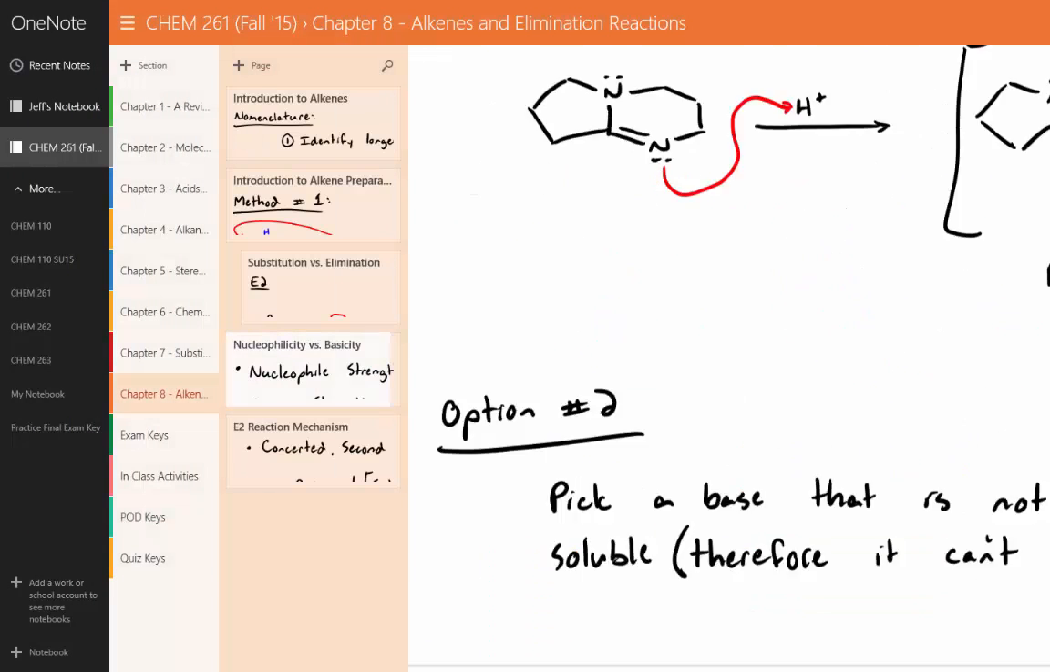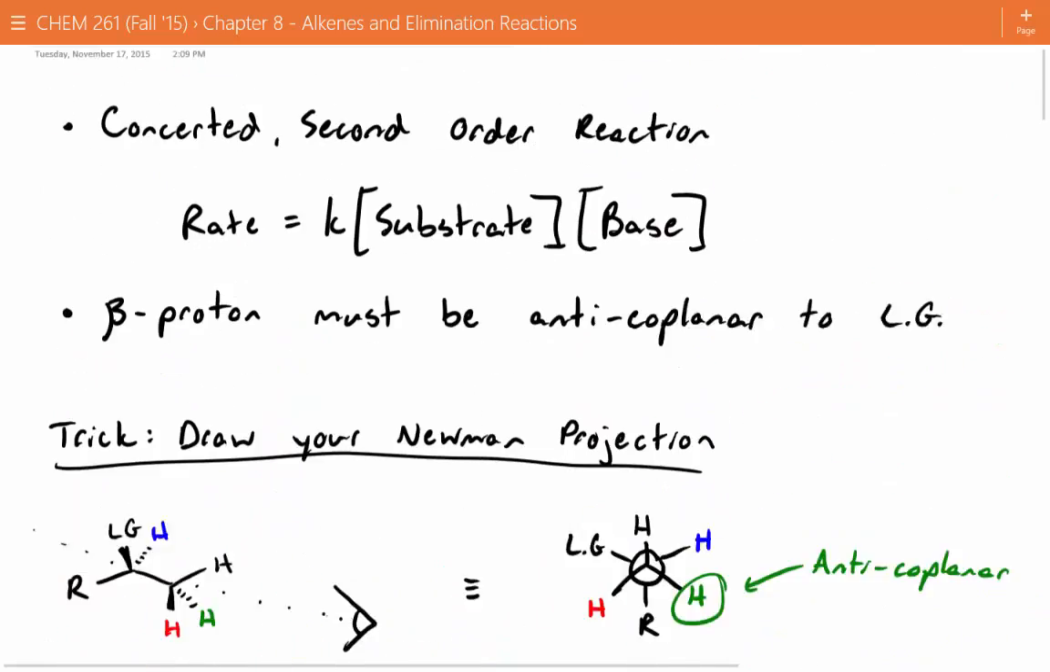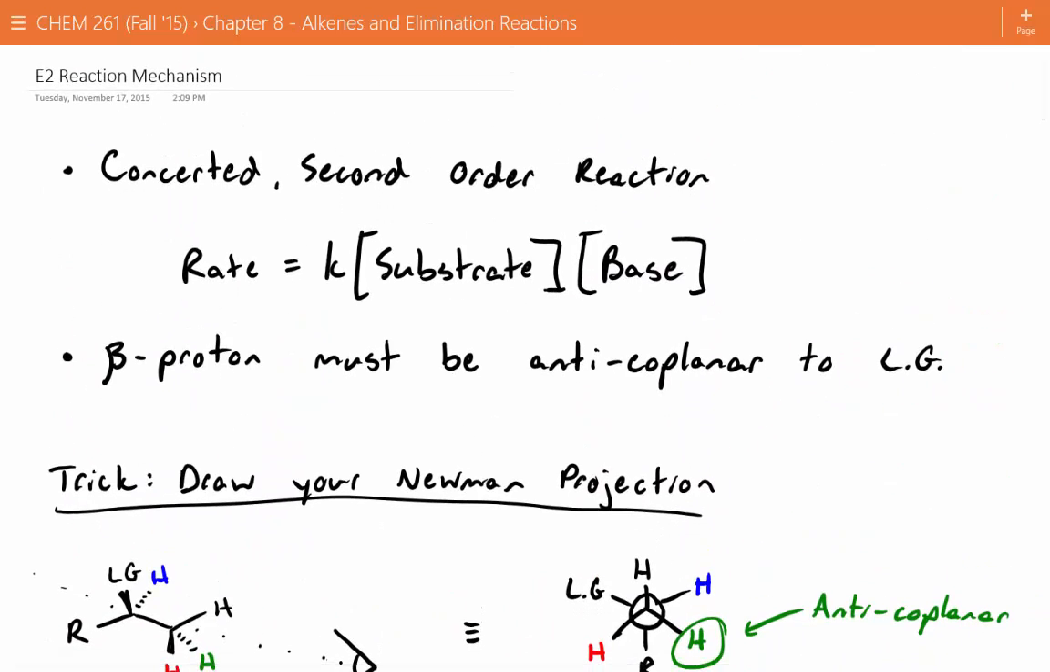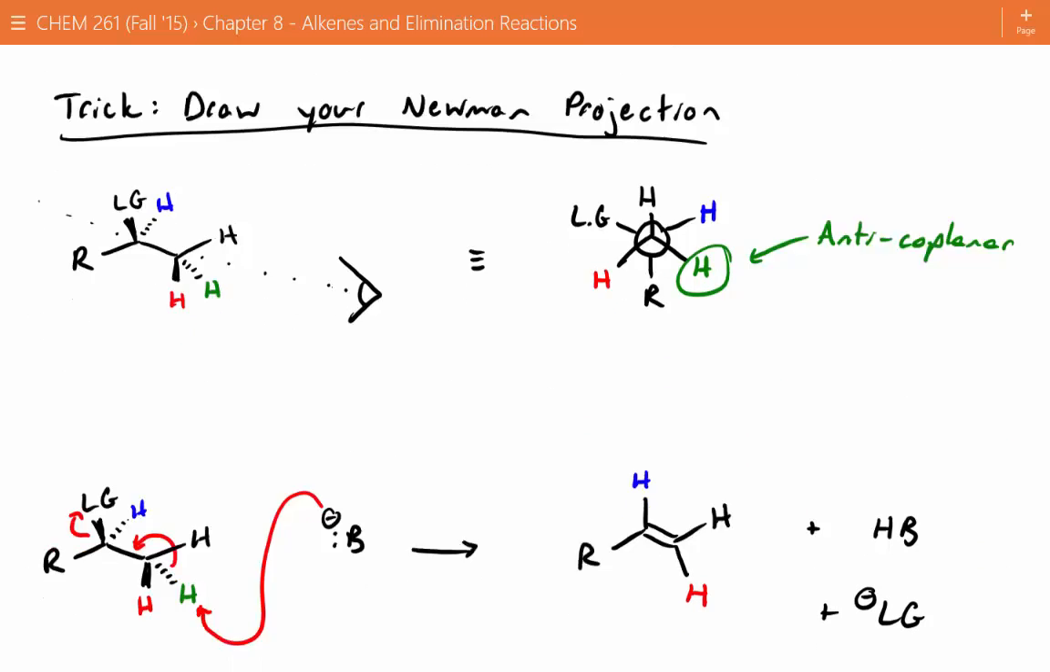Okay, let's go to chapter 8 again. We finished off yesterday talking about E2 reactions, and we said E2 reactions are concerted second-order reactions where the rate is dependent on the concentration of your substrate and your base, and your beta proton must be anticoplanar to your leaving group. And then I said a nice trick is to draw your Newman projection and try to rotate it so that you do have an anticoplanar beta proton.